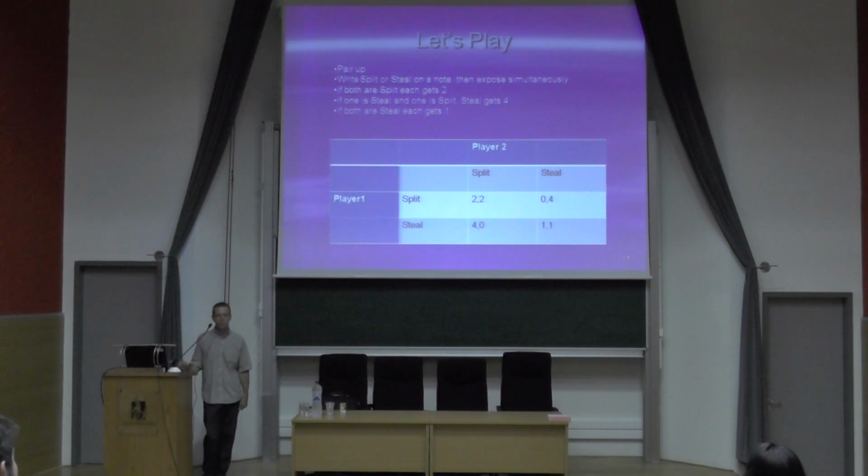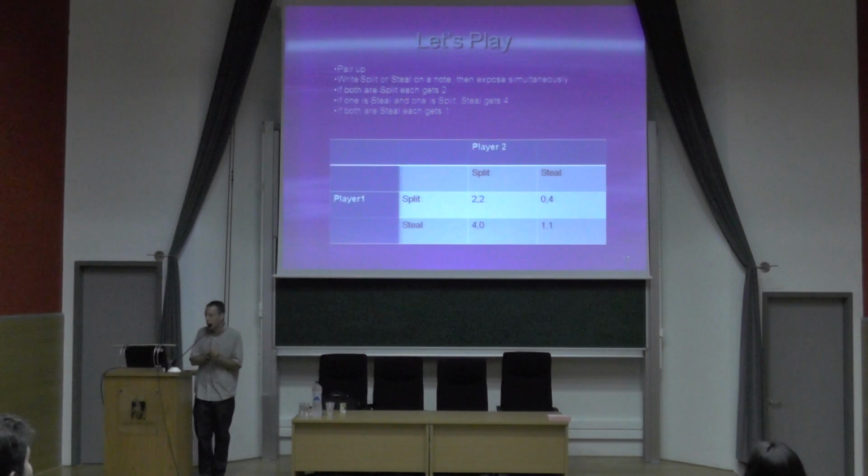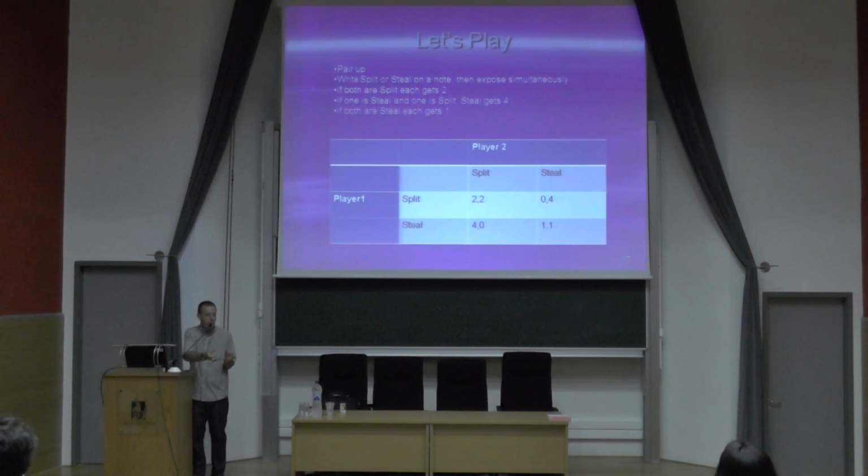We have this game. There's some sum of money. Suppose it's 4. You can either split or steal. Actually, take this 4 and divide it by 2, and each one gets 2. Or try to take the whole 4. But if both of you are trying to take the whole 4, you actually get punished. You don't get the whole sum. You get just half. You get just 1 each, not 2 each.